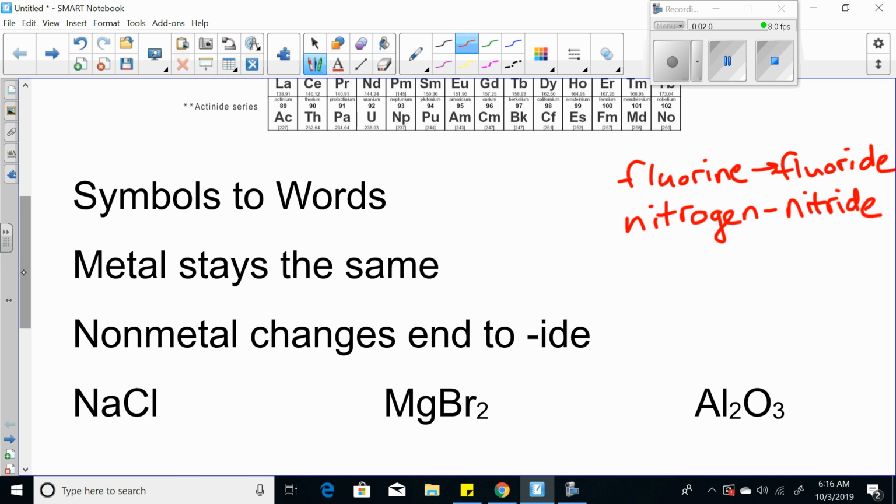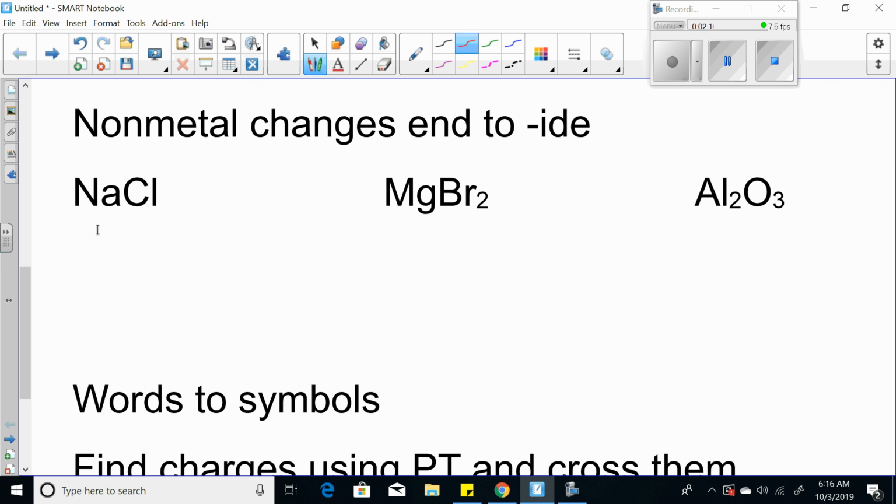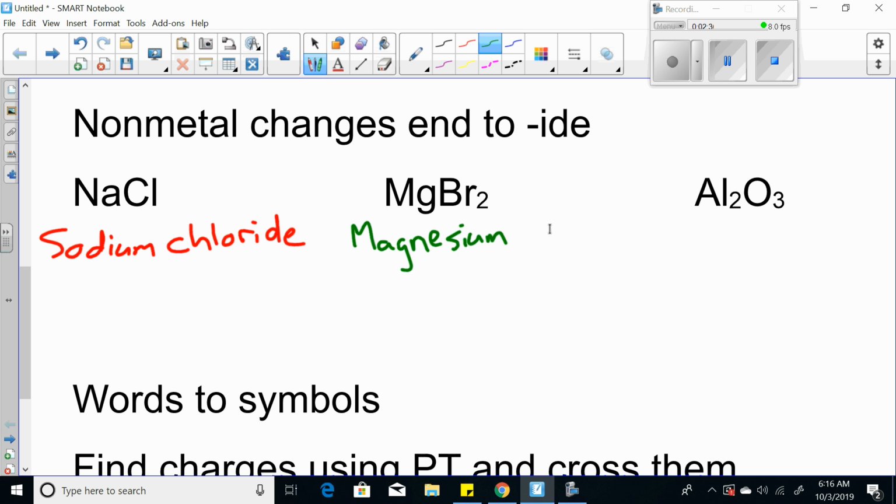So if we look at a couple of examples here, I've got Na and Cl. So Na is sodium, and that's going to stay the same. And then Cl is chlorine, and that's going to become chloride. The next one here, I've got Mg, which I know is magnesium. And Br here is going to go from bromine to bromide. Notice this 2 doesn't really affect anything. It's not really doing anything for us.